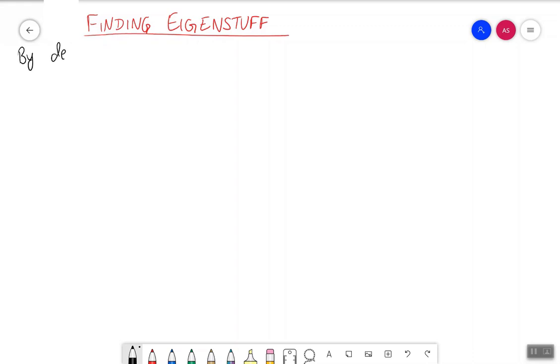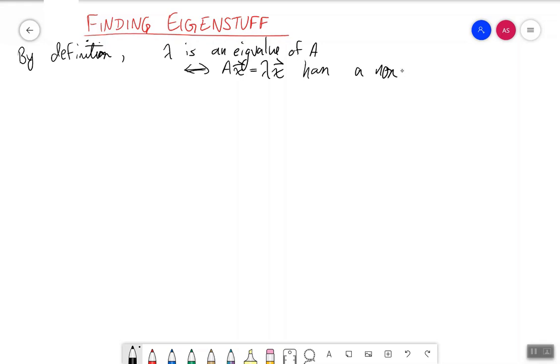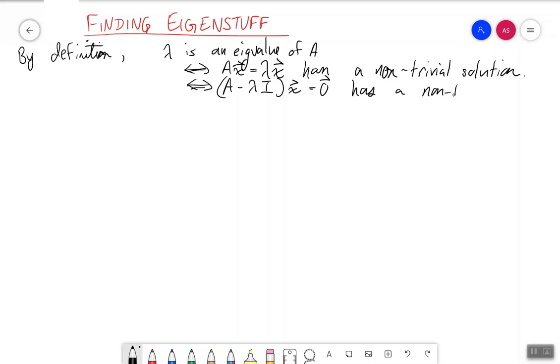By definition, lambda is an eigenvalue of A if and only if Ax equals lambda x has a non-trivial solution. We discovered in the last video that this is the same as saying that (A minus lambda times the identity) times x equals 0 has a non-trivial solution.